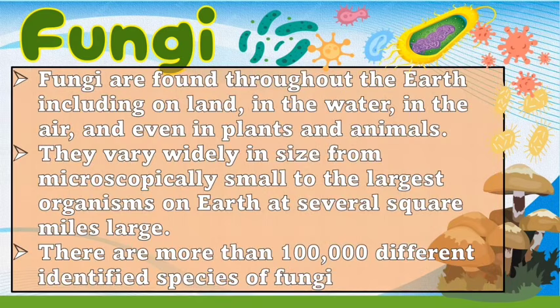Fungi are found throughout the earth, including on land, in the water, in the air, and even in plants and animals. They vary widely in size from microscopically small to the largest organisms on Earth at several square miles large. There are more than 100,000 different identified species of fungi.